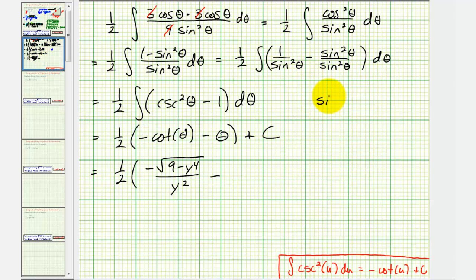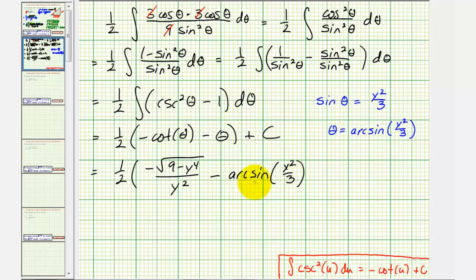If sine theta is equal to y squared divided by 3, we can take the inverse sine or arc sine on both sides of the equation, and therefore theta would be equal to arc sine of y squared divided by 3. So we have minus arc sine of y squared divided by 3. And again, we didn't have to use arc sine, but because we already had this equation for sine theta, it seemed the most obvious. Of course, then we still have plus c.